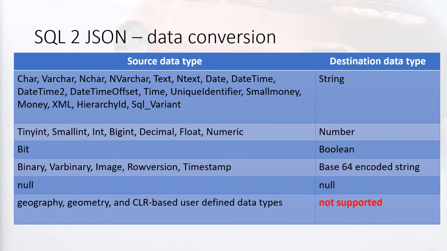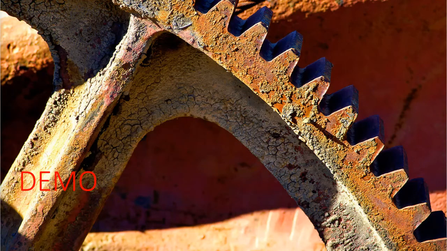Because of the limited data types used in JSON format, SQL Server converts data types by the rules visible in this table. Data types that are not supported by JSON in SQL Server are geography, geometry, and CLR-based user-defined data types. To convert JSON to SQL, you must cast the data. And now, the first demo.